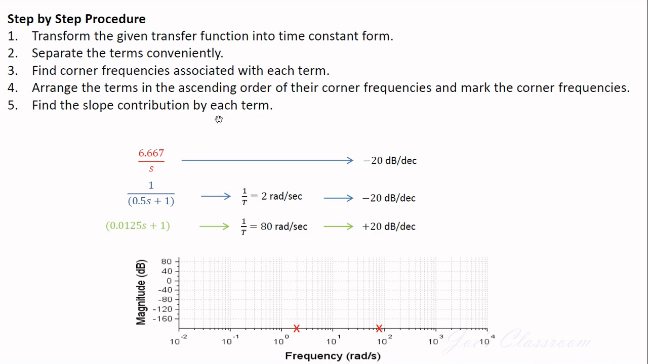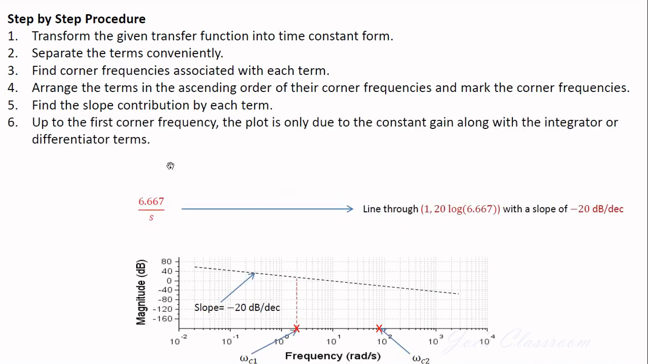Okay, so that's the fifth step. Then the sixth step is starting to plot, or sketching, the magnitude plot. What we found was that up to the first corner frequency, the contribution is from the first term alone. Otherwise, the contribution is due to the constant gain, the integrator, or the differentiator terms.